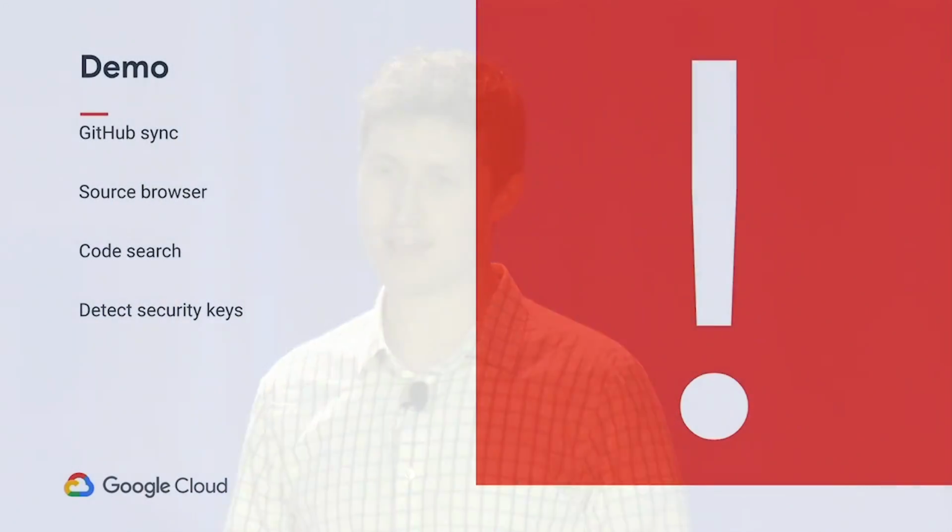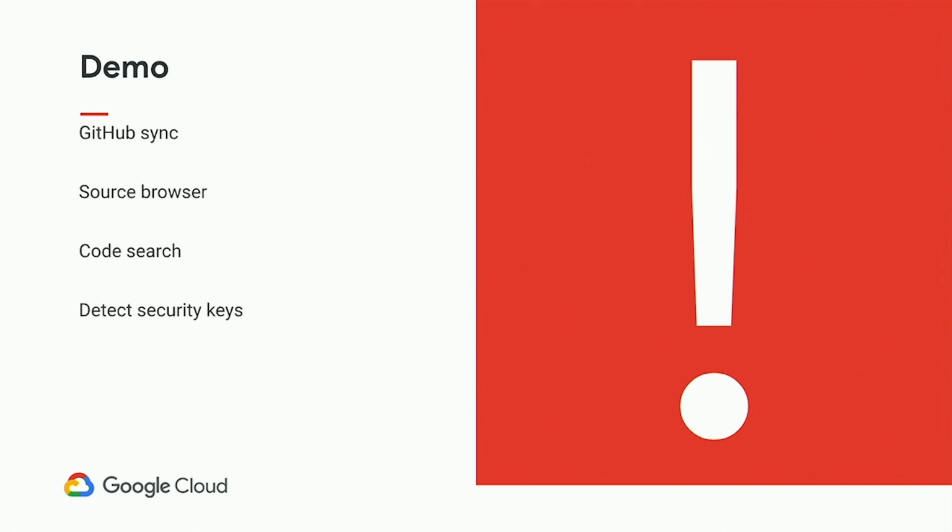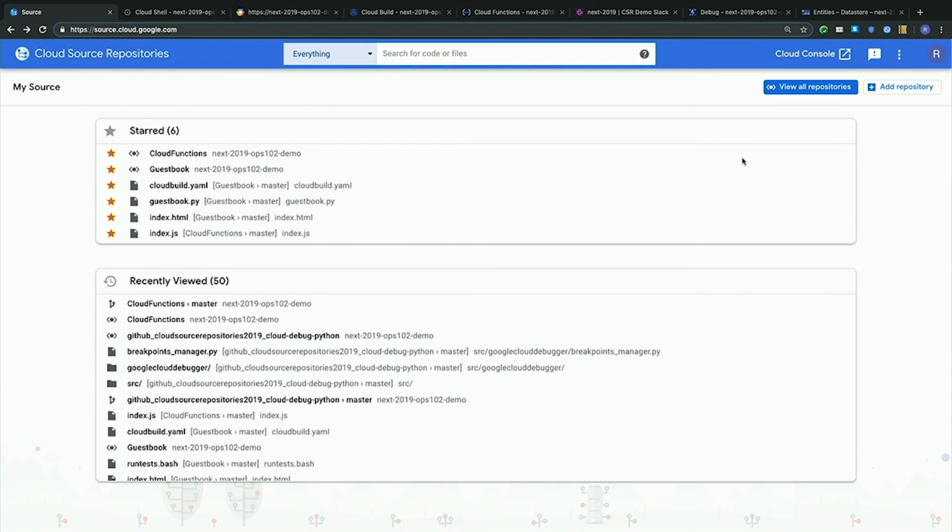Let's go ahead and take a look at a demo for this all. We're first going to start by showing how you sync a repository from GitHub. Then we'll take a look at the source browser in Cloud Source Repositories and look at the contents of that repository. After that, we'll do a global code search. And finally, we'll take a look and see how push block works in action.